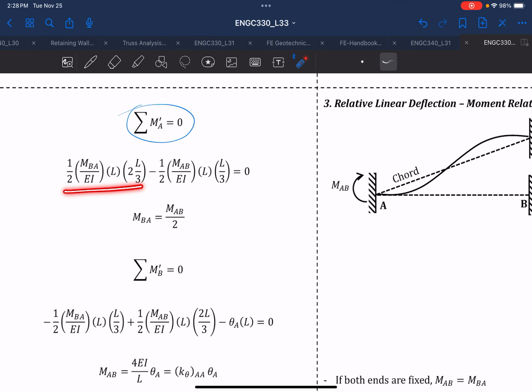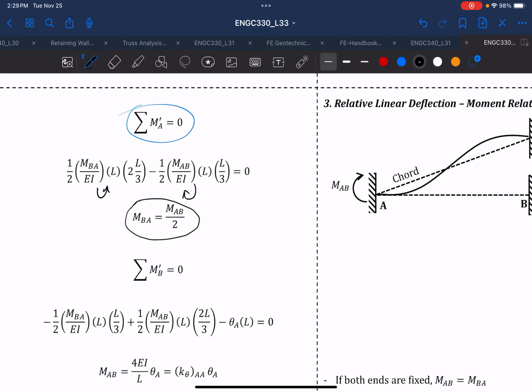We have MBA will cause a counterclockwise moment, and this is a clockwise moment. So clockwise is negative, counterclockwise is positive. We have used this sign convention when we solve any beam problem. And then once you have that, you'll find that the equation is MBA is equal to half of MAB.